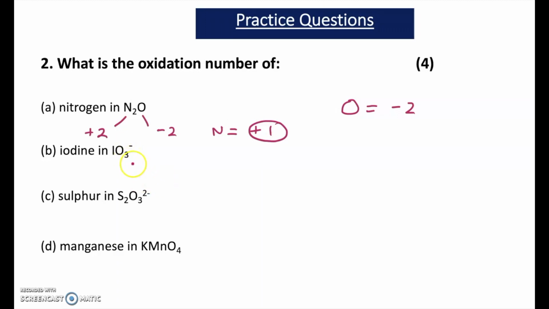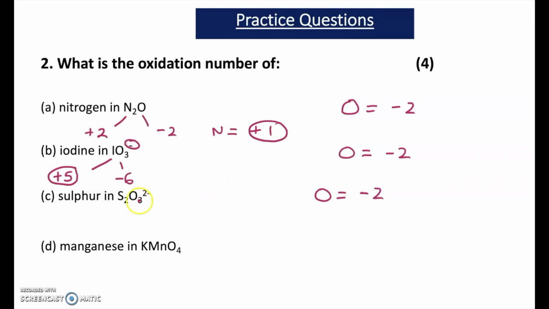Now in B, we have IO3 1-. Now once again, oxygen is the more electronegative atom, so it has an oxidation number of -2. It has the negative oxidation number. So 3 oxygens is -6. The overall charge on the ion is -1. So the iodine must be +5 because we have to cancel all the minuses but 1 here. And +5 added to -6 equals -1.